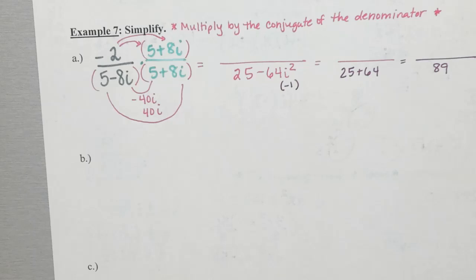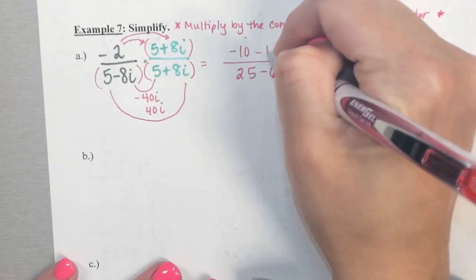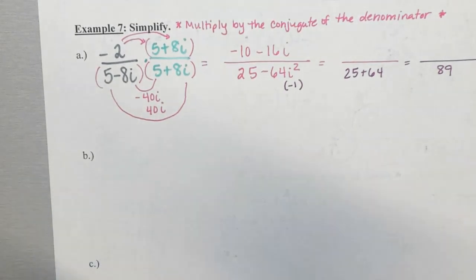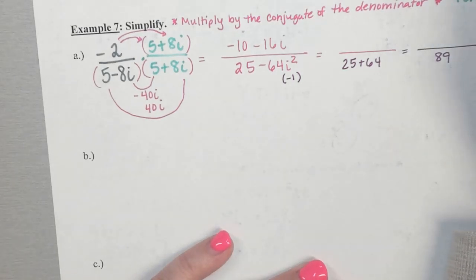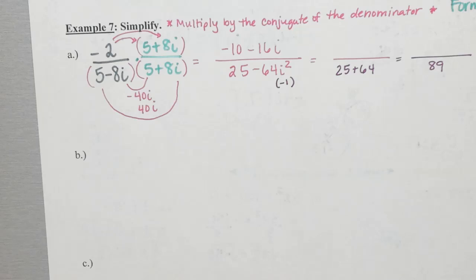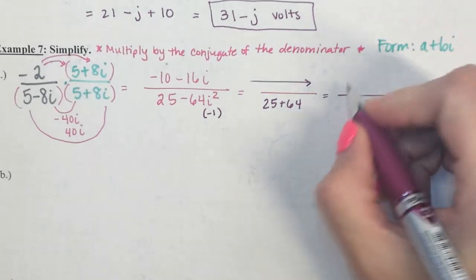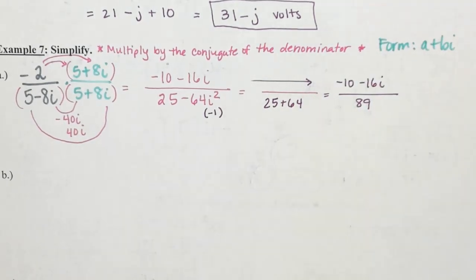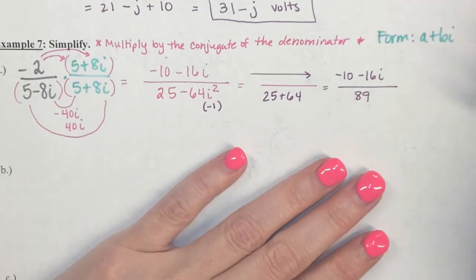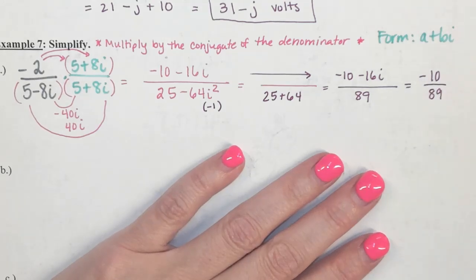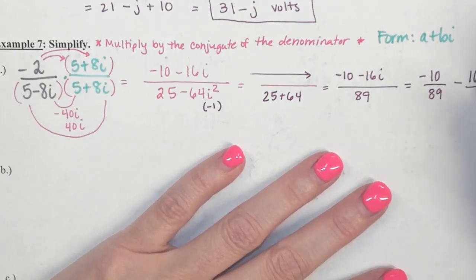All right, so then we should get negative 10 minus 16i on the top. Negative 10 minus 16i when we distribute. Now, just like we did yesterday, you always want these in the form a plus bi. That's going to be your final form. So when you have this negative 10 minus 16i, you are just going to divide each of these by 89.